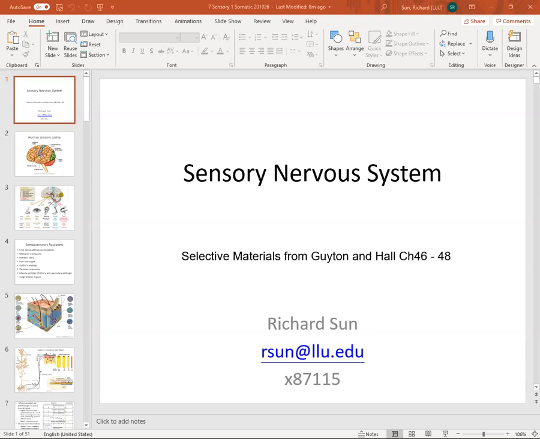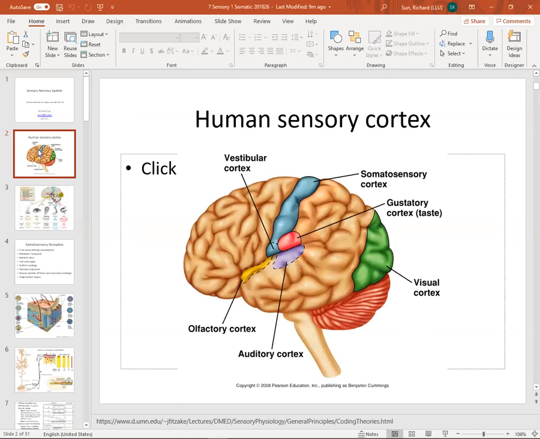and hopefully this will give you a glimpse of what is the amazing portion in the sensory system. So as you can tell, this is a human brain. And here we identify the regions of the human sensory cortex. You can see that a lot of these regions are not sensory, but the major sensory area is the somatosensory.